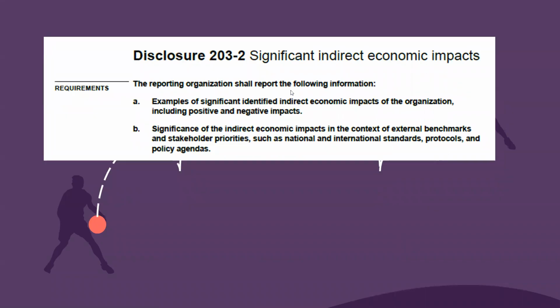Next, we have significant indirect economic impacts: examples of significant identified indirect economic impacts of the organization, including positive and negative ones. There are different indirect economic impacts, but one good example would be continued IT development. For example, robotics, especially in our profession. Robots can now perform transactional activities.